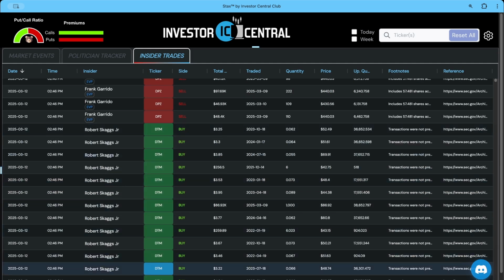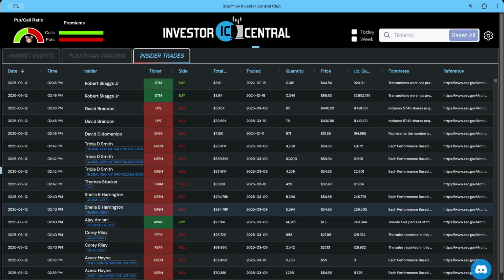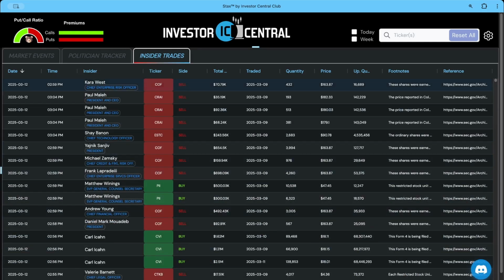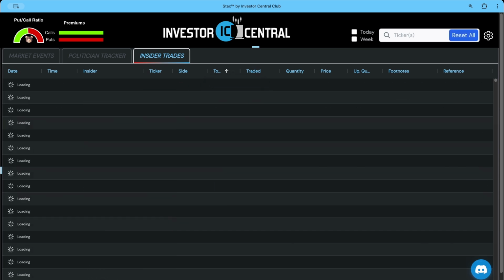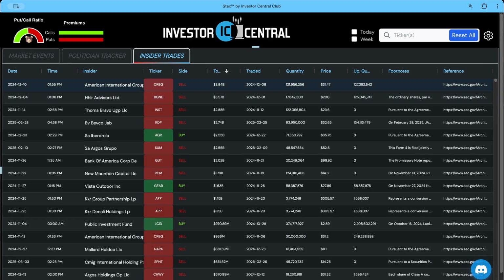A lot of purchases for DTM here. You can see that Robert Skaggs Jr. today filed these. We can see how much they're selling or buying these at, for example. Quick thing you can also do, all of these columns that you see up here can be filtered, so I can filter for the total transaction amount, find out how much they've bought or sold, when it happened, how many they purchased or sold as well. Always good information to keep in mind when it comes to what the insiders of these large companies are doing.